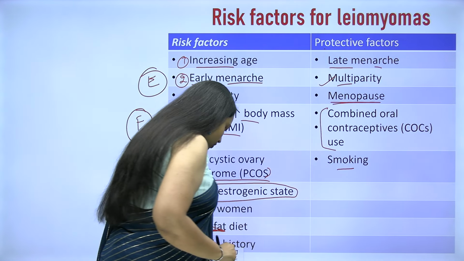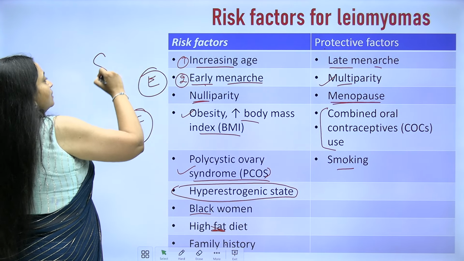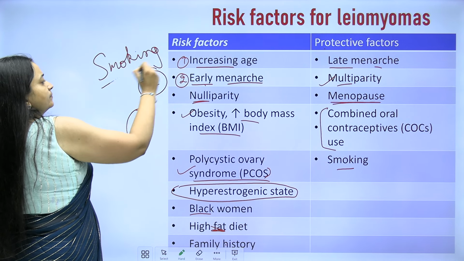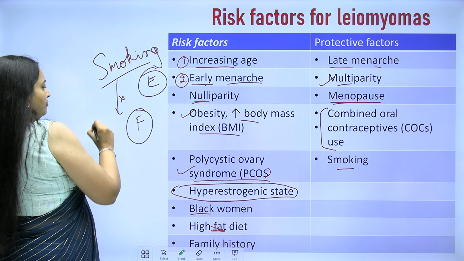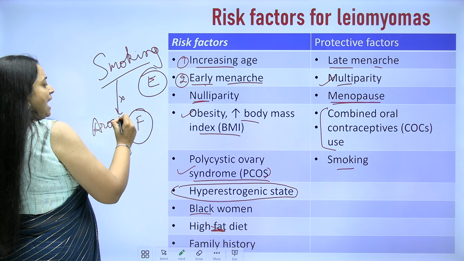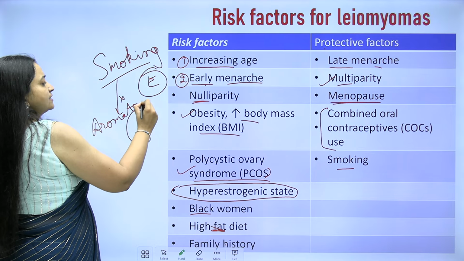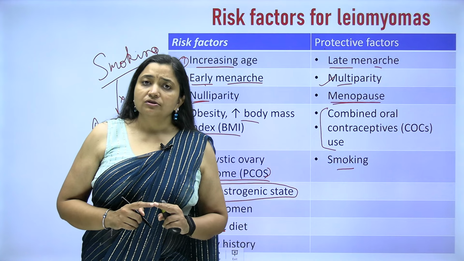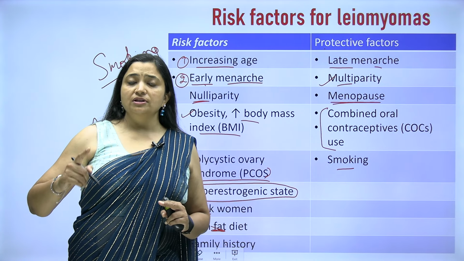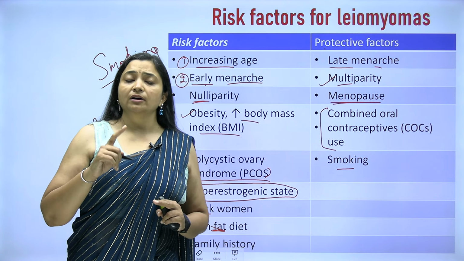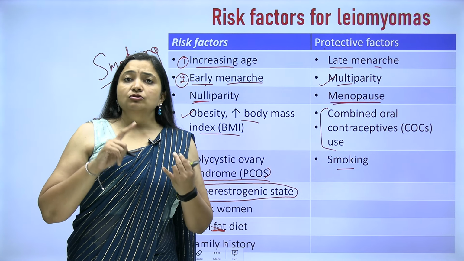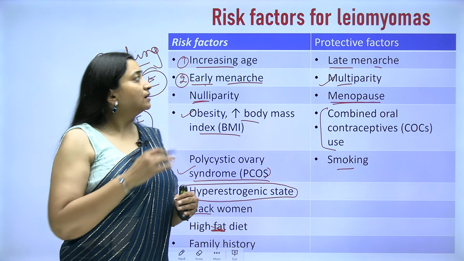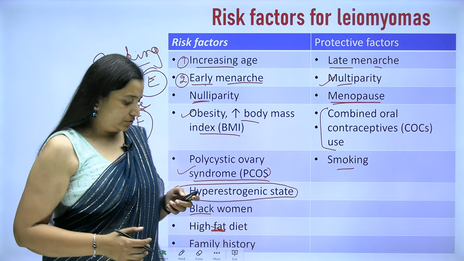Smoking, what does smoking do? Smoking actually works on the aromatase enzyme. It stops the function of the aromatase enzyme, and as I talked about in my previous lecture, there is the two-cell, two-gonadotrophin theory. So the final production of estrogen is under the effect of the enzyme aromatase. So smoking stops aromatase from working, so less estrogen, and it is a protective factor for fibroid.